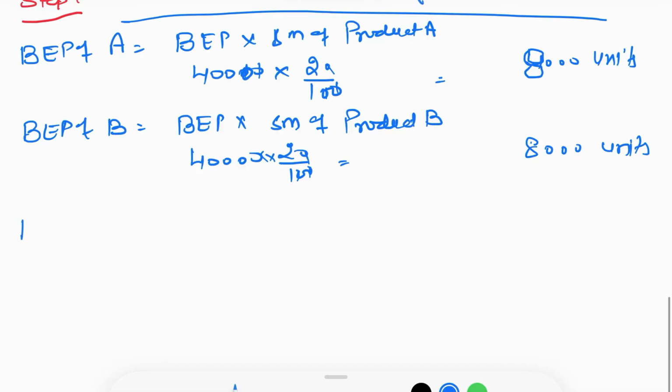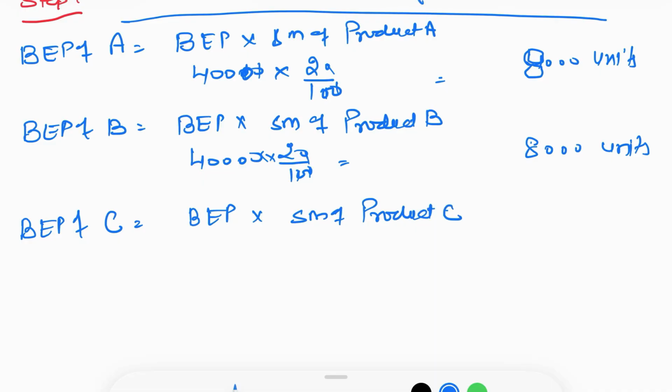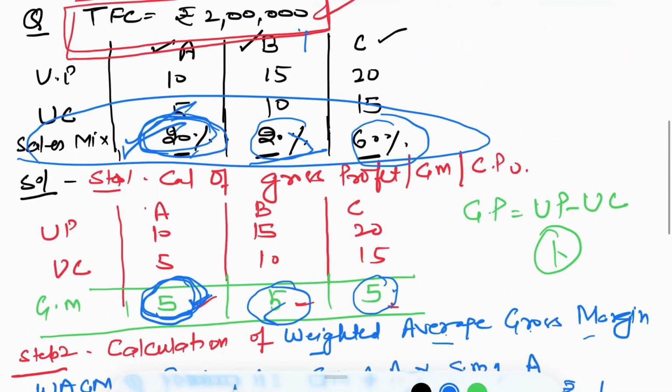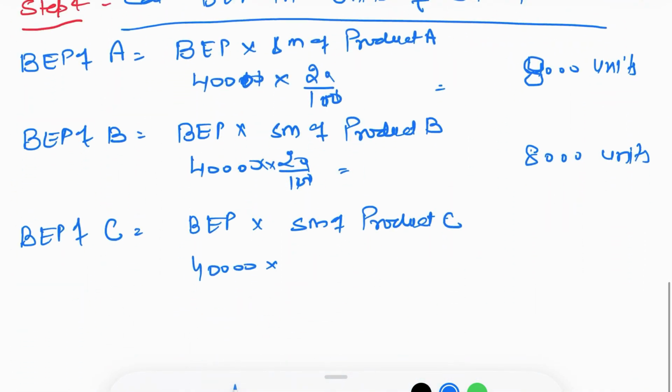Now break-even point of C. Total break-even point multiplied by sales mix of product C. Break-even point is 40,000 multiplied by 60 upon 100. That is 24,000.